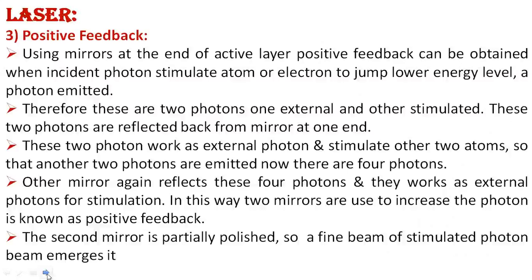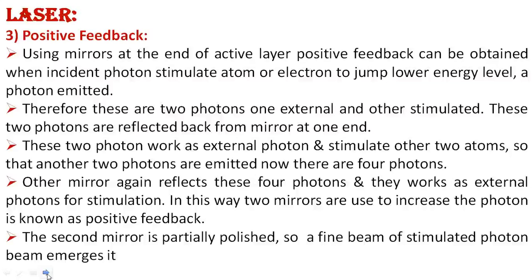Now next one is positive feedback. Using a mirror at the end of the active layer, positive feedback can be obtained. When the incident photon stimulates an atom or electron to jump to a lower energy level, a photon is emitted. Therefore there are two photons, one external and the other stimulated. These two photons are reflected back from the mirror at one end. These two photons work as external photons and stimulate two other atoms, so that two more photons are emitted.